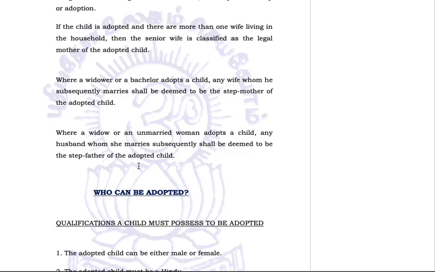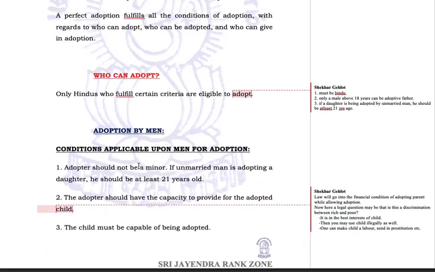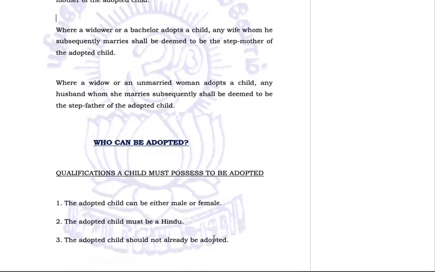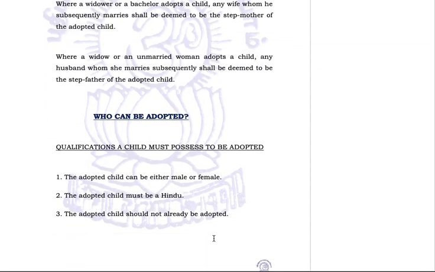Now, who can be adopted? We discussed the eligibility of the adopter; now the child must be capable of being adopted. Let us see who can be adopted as per the Hindu Adoption and Maintenance Act. What qualifications must a child possess to be adopted? The adopted child can be either male or female.